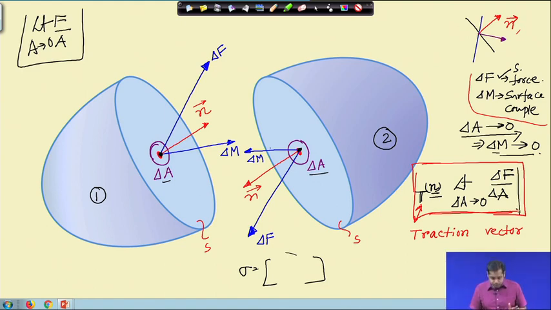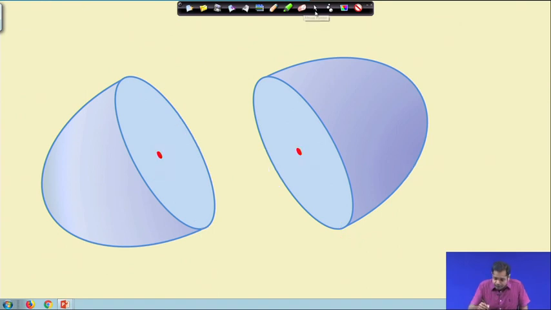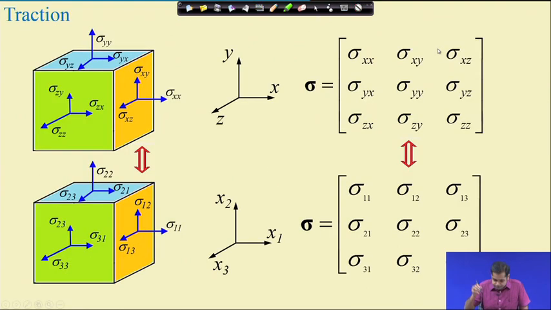Now, when we find the relation between traction and the stress tensor at this point, things will probably become clear. So this is the traction, through which different parts of the body interact with each other. Now, let us move on and see how to determine traction.